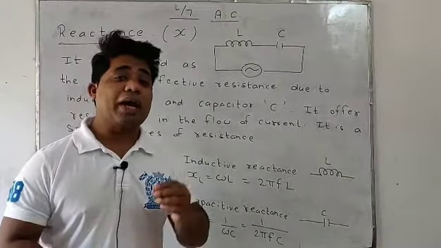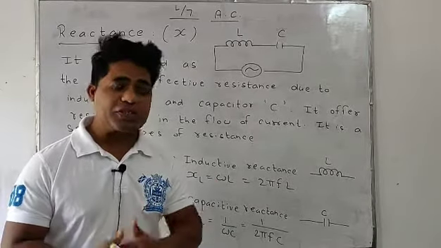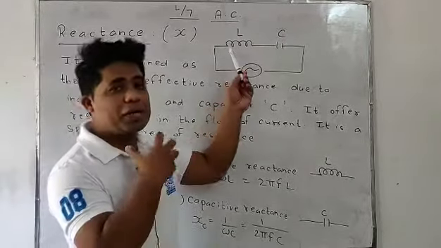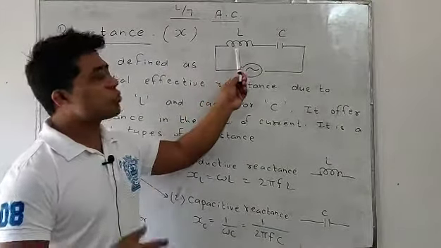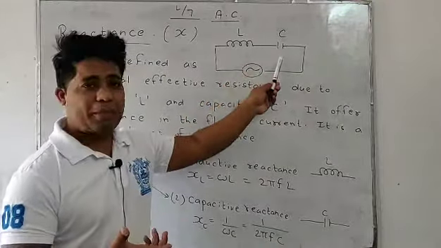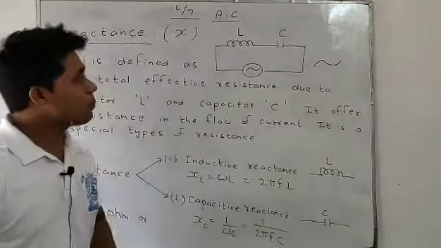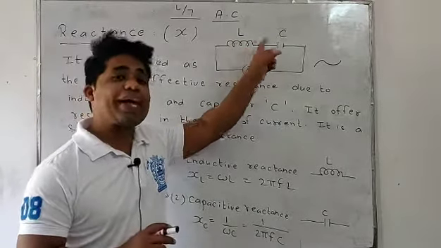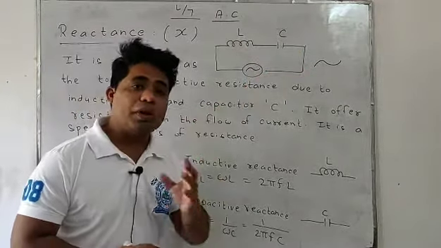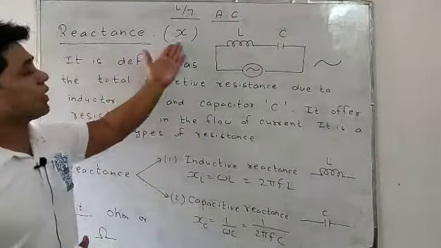It is defined as the total effective resistance of an AC circuit due to inductor L and capacitor C. Look students, this is the coil inductor L, this is the capacitor, and this is the sign of the alternating source. So the total effective resistance of this circuit having an inductor as well as a capacitor is said to be reactance.